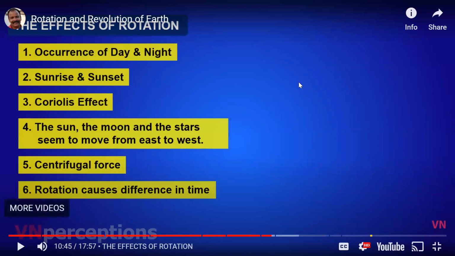Do one thing. Put the heading in a notebook: Effects of rotation. Copy down occurrence of day and night, Coriolis effect.